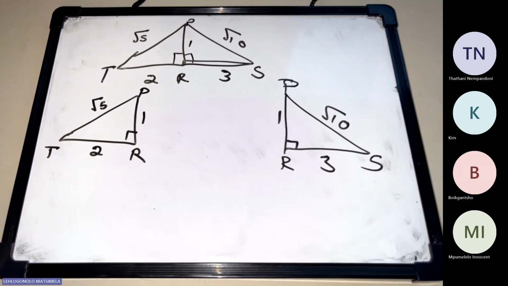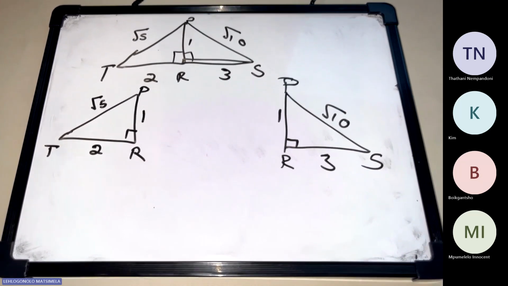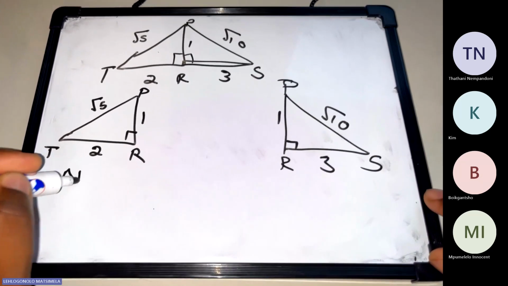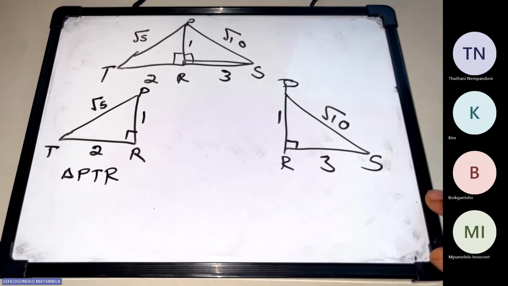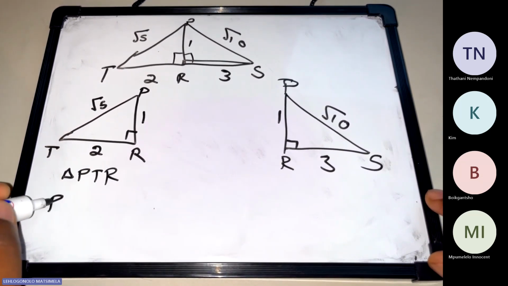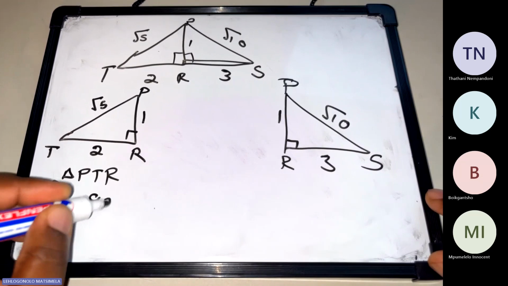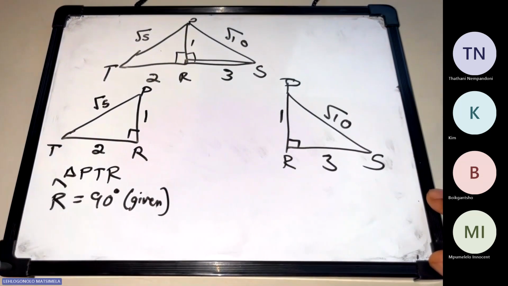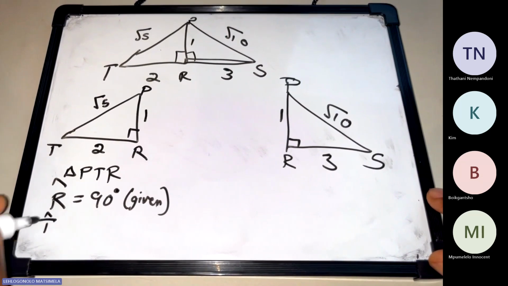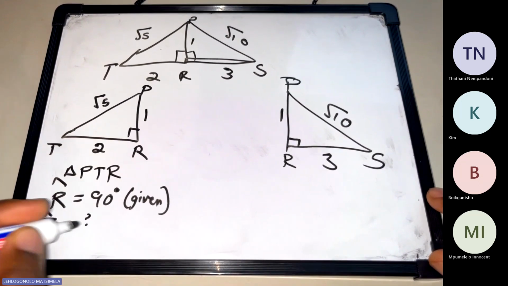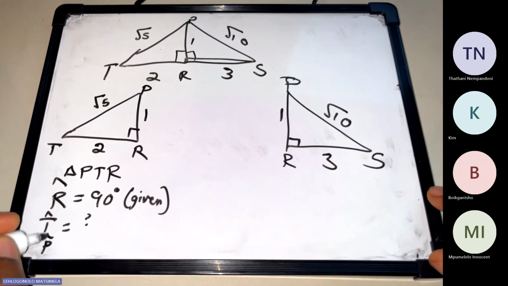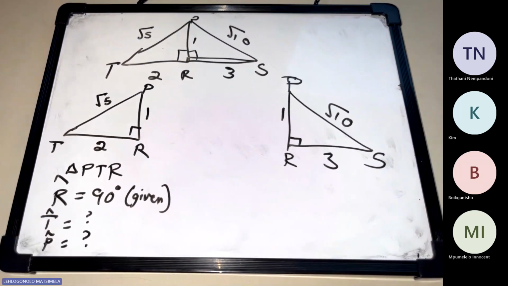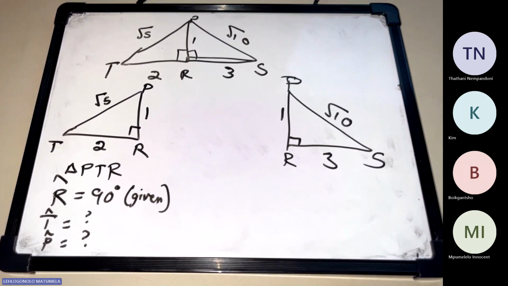Now, before we look at the question, let's look at triangle PTR. In triangle PTR, we are given that the angle at R is equal to 90, reason: it is given. We are looking for the angle at T, which we don't know. We are also looking for the angle at P, which we don't know. We are given all the sides of this triangle.